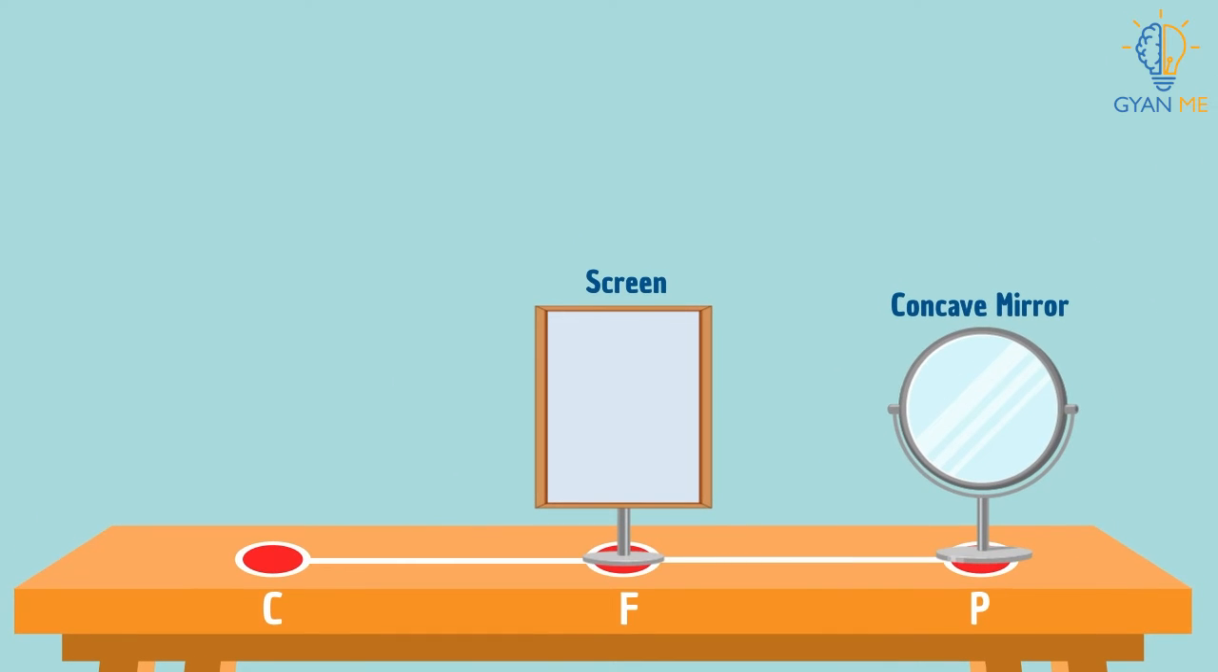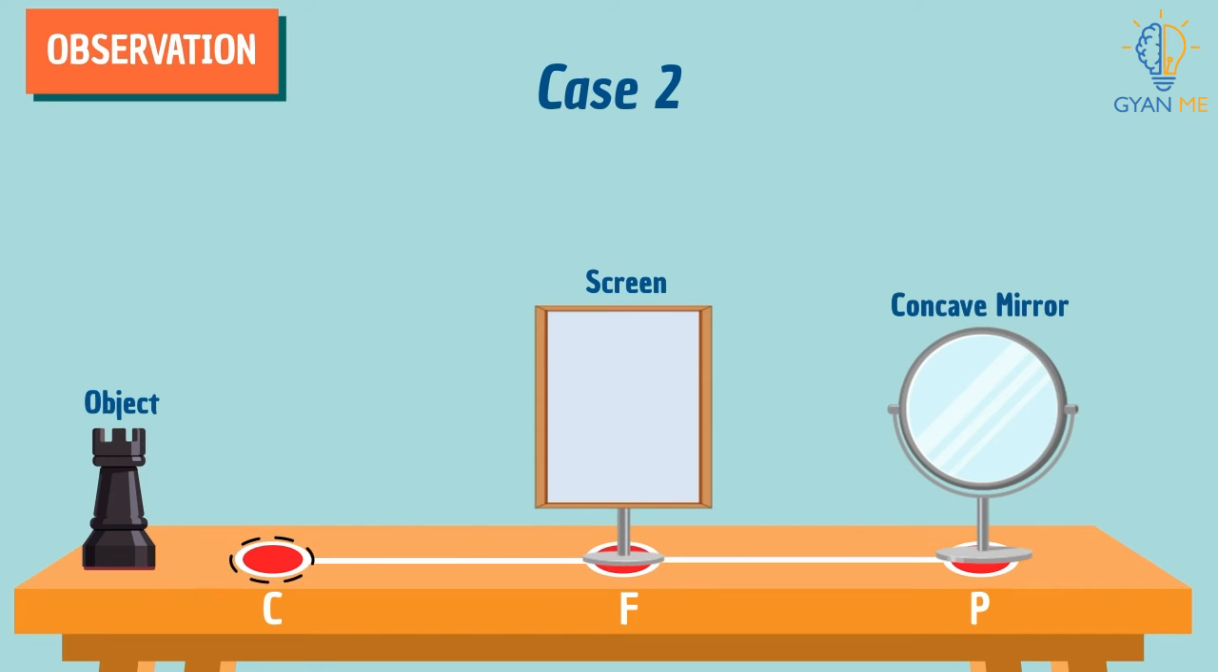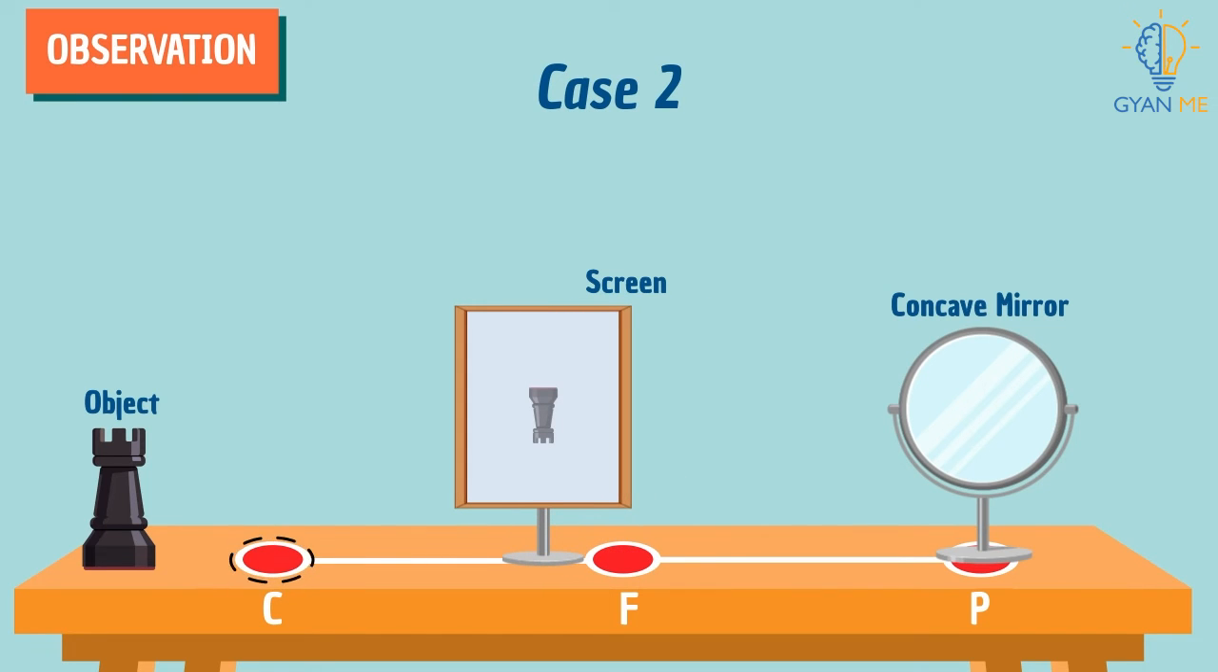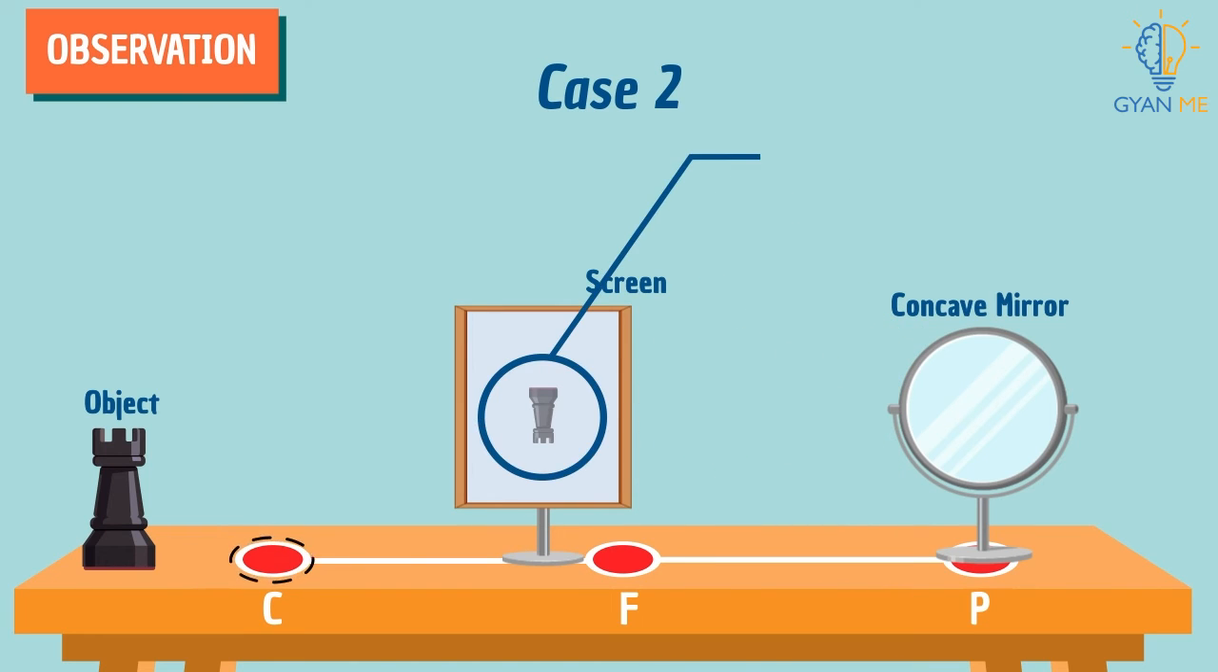Now students, let us write our observation for case 2. That is, when we keep the object at a position far beyond the C. Remember, it is not at infinite distance, it is just a little away from the C. That is the center of curvature. Just move the screen to get the sharp image on it so that we can study the properties of the image so formed. Now observe the image carefully. What do you see? Yes, the image is inverted, real and smaller than the object.